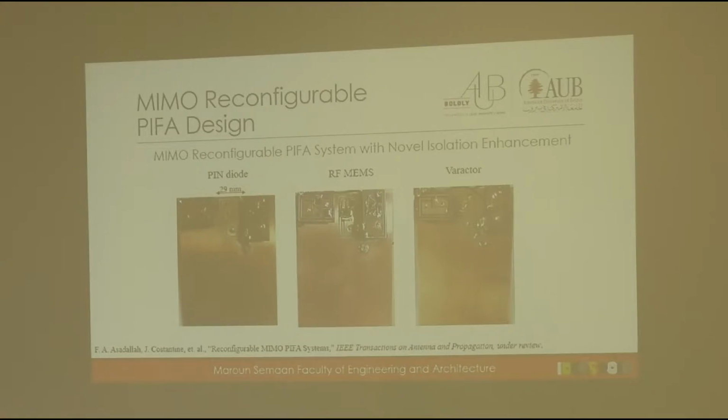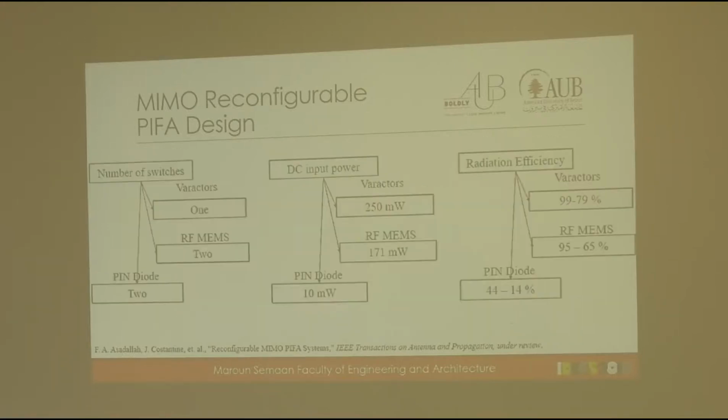As we said earlier, we have switches when we are working with reconfiguration. What type of switches am I using, which one is better, and why? So what I've done here is I've chosen diodes, RF MEMS, and varactors. All these switches are analog switches, and a comparison was conducted where we had these results.